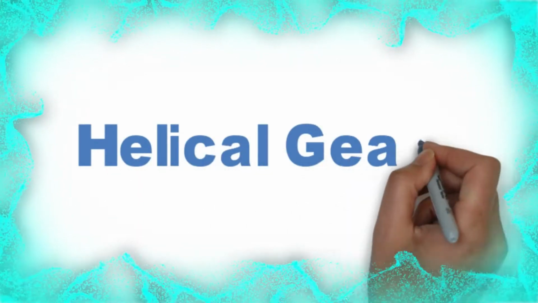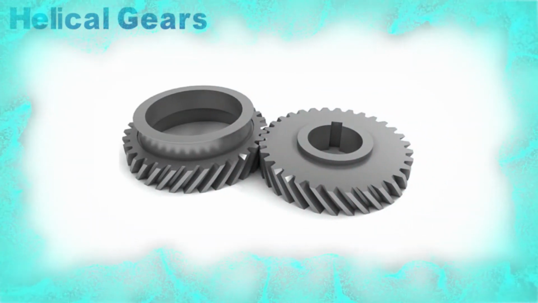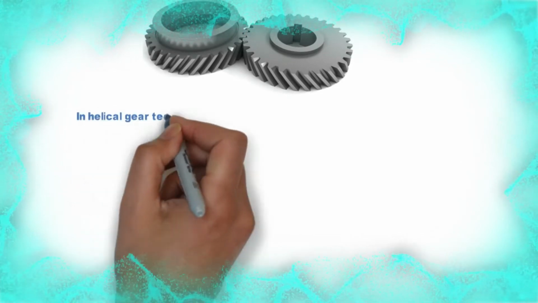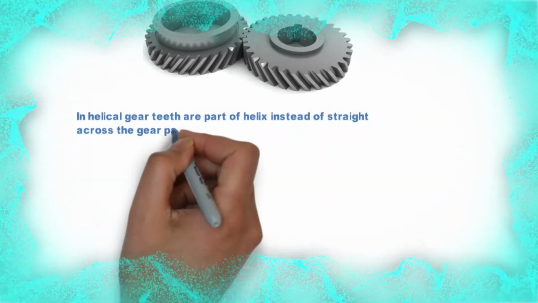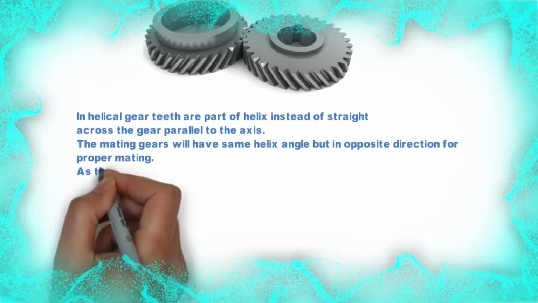Helical gears. In helical gears, teeth are a part of a helix instead of straight across the gear parallel to the axis. The mating gears will have the same helix angle but in opposite direction for proper mating. As the gear rotates, the contact shifts along the line of contact in an involute helicoid across the teeth.